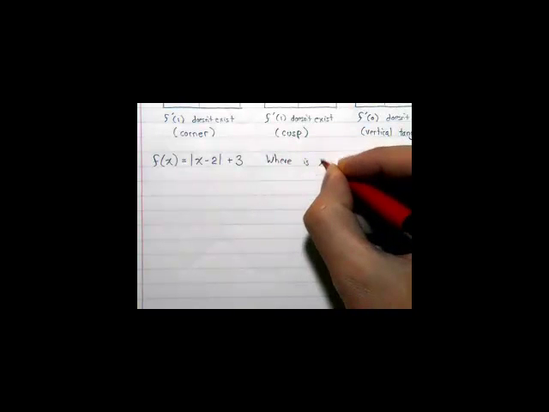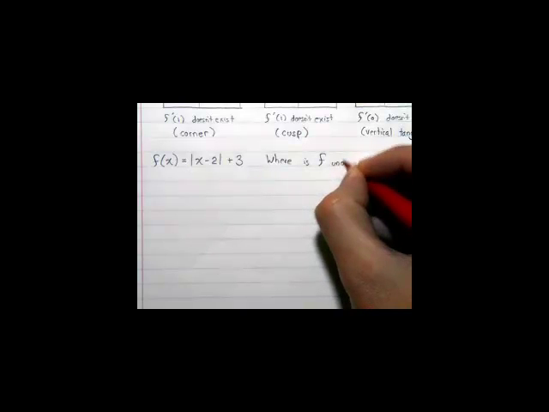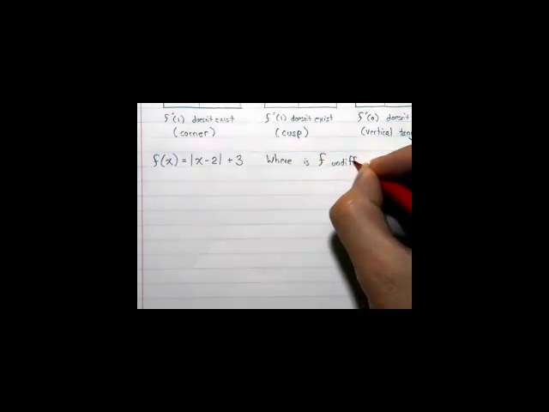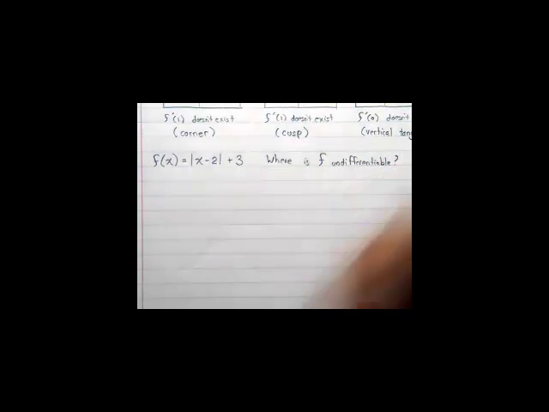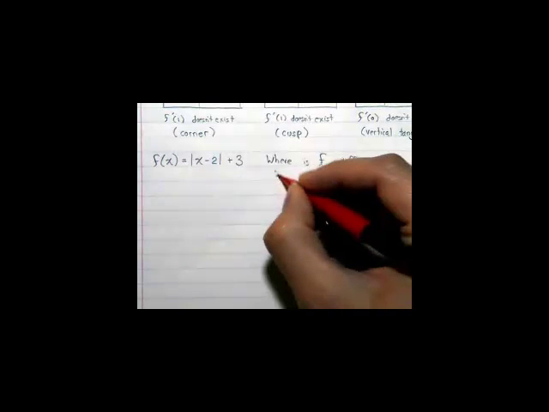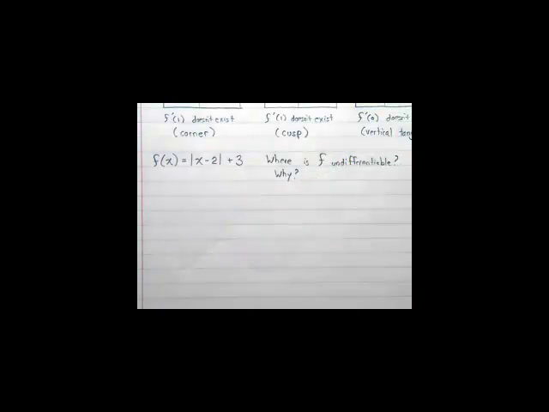And we want to know, where is f undifferentiable? And why? So, taking a look at the 4 different ways we can be undifferentiable, what do you suppose is going to be the one we're going to run into with this one, knowing what the shape of an absolute value looks like? Should be a corner. Yes. So let's figure out where that corner is.